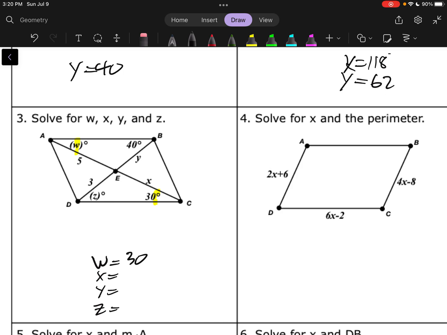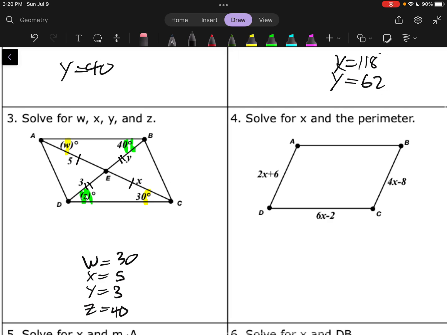X is here. That should be the same as 5. That's the diagonal getting bisected. Y is another diagonal with the 3. And Z is an alternate interior angle with the 40. So 35, 3, and 40.